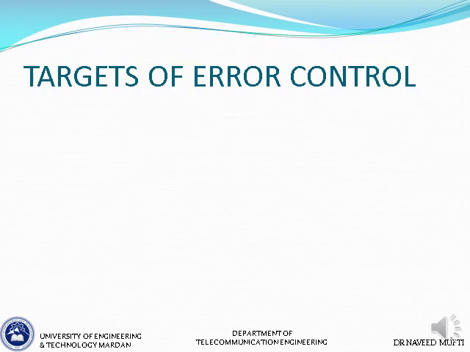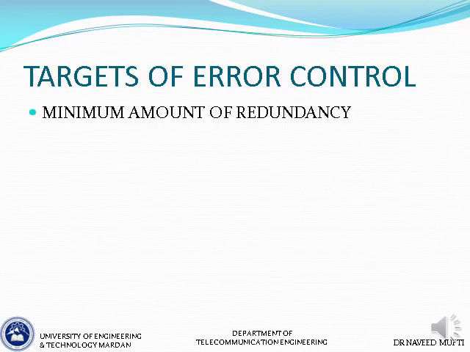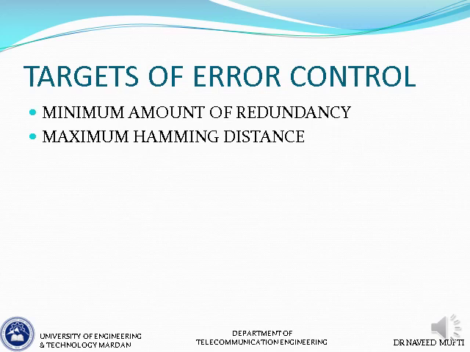And what are the main targets of error control? We want a minimum amount of redundancy. So we know that in channel coding we add extra bits, so we want to add a minimum number of extra bits in our system. And we want maximum Hamming distance. So we want our code words to be as far apart from each other as possible. That's the second thing we want. So these are our two main targets in error control.